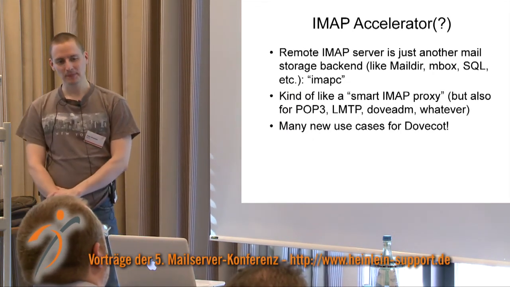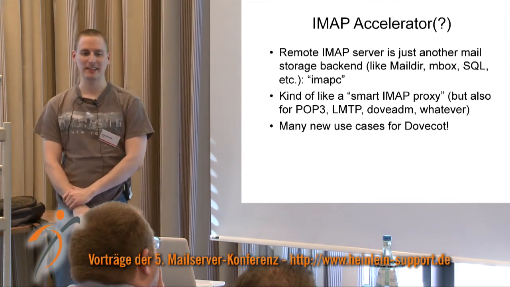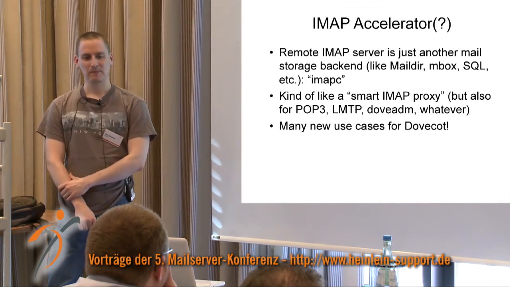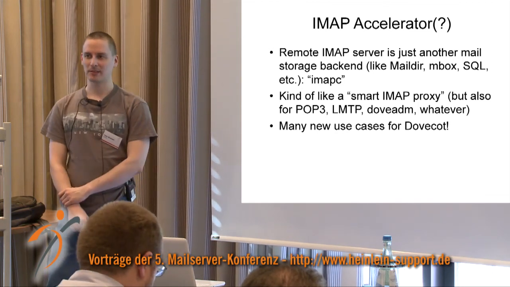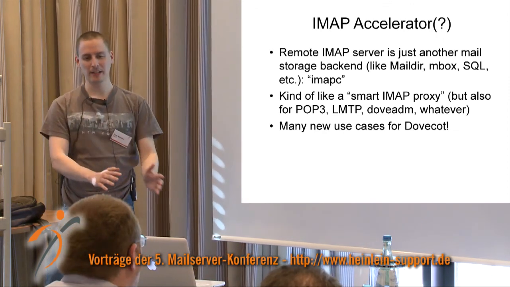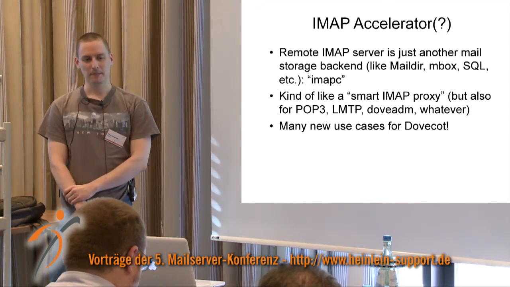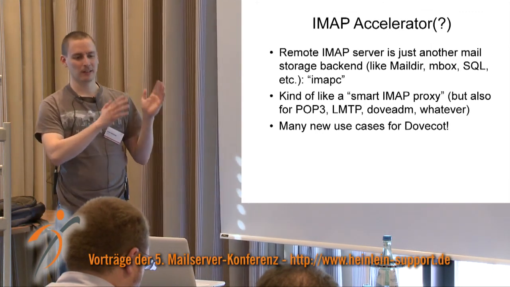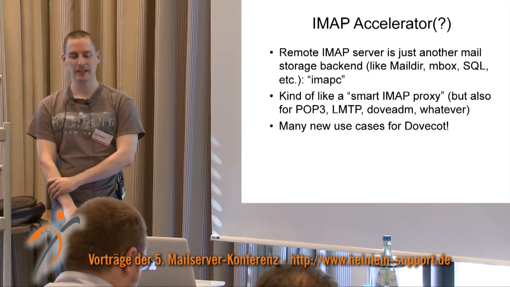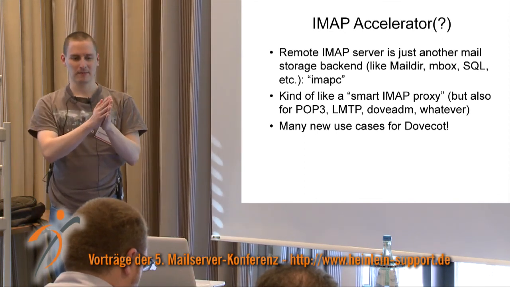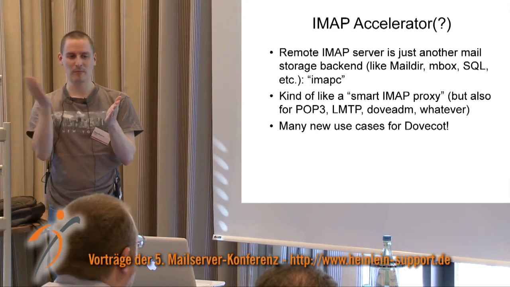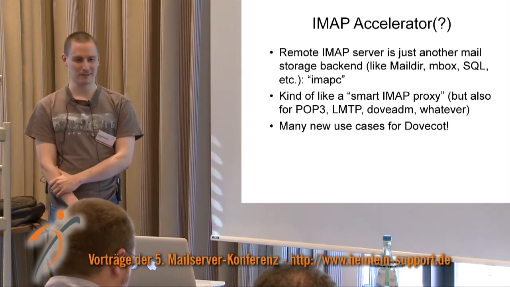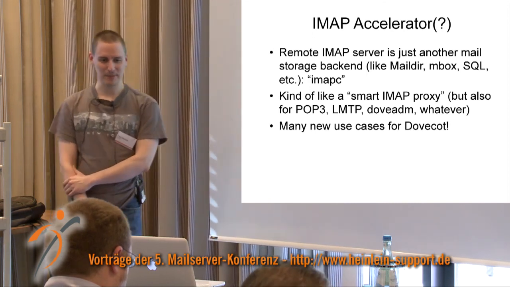The way it works is that Dovecot can support lots and lots of different mail storage backends. So there's this IMAP-C backend, as I call it. It's just another mail storage backend. Instead of reading mails from Maildir, it connects to a remote IMAP server and reads the mails from there. So it's not only an IMAP proxy. The clients can talk to the accelerator using whatever protocol, like POP3, and the accelerator itself still talks the IMAP protocol to the backend server. This makes all kinds of new things possible for Dovecot that I think are interesting, at least to some people.